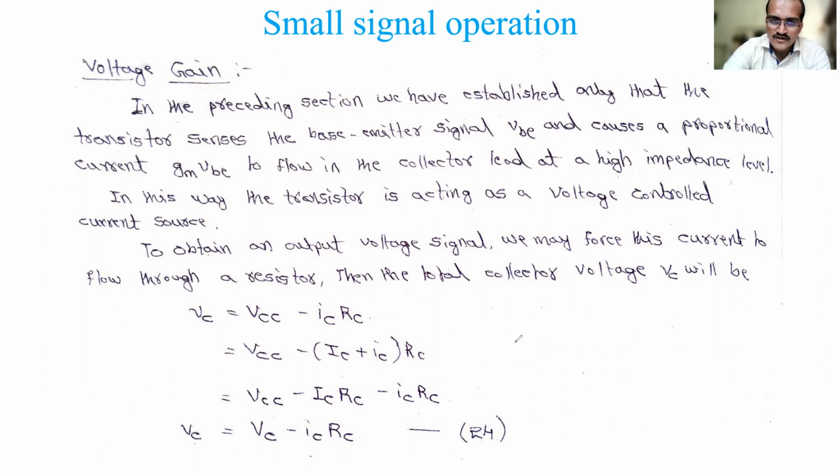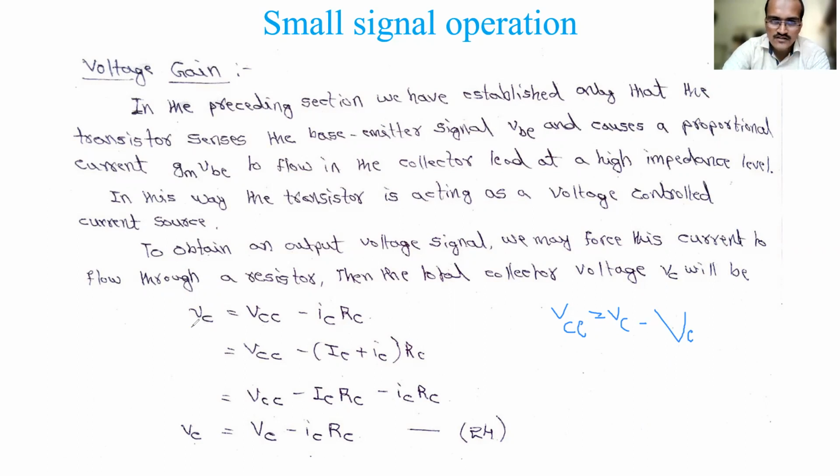Normally we call it VCE. Since there is no resistance connected on the emitter side, VCE is equal to VC. Normally VCE is nothing but VC minus VE, both small. When VE is not there, that is, no emitter-side resistor is connected, it is 0. So VC is equal to VCE, and VC will be written as the output.